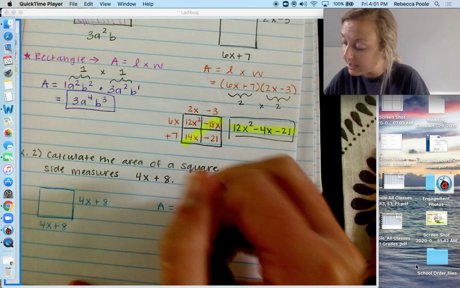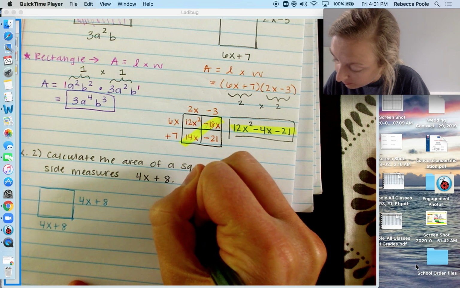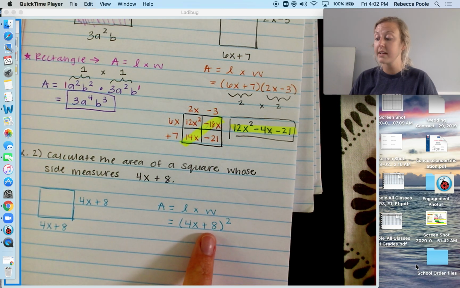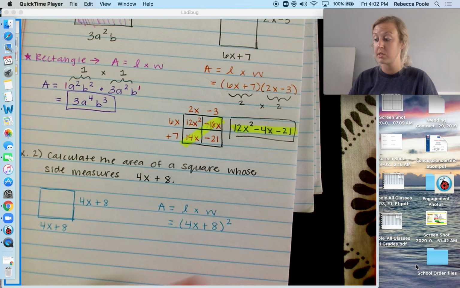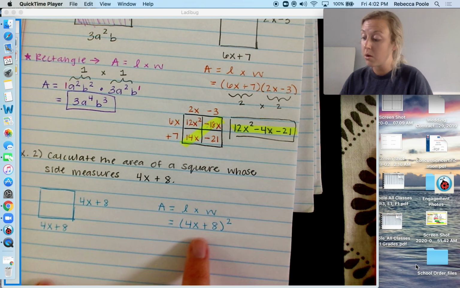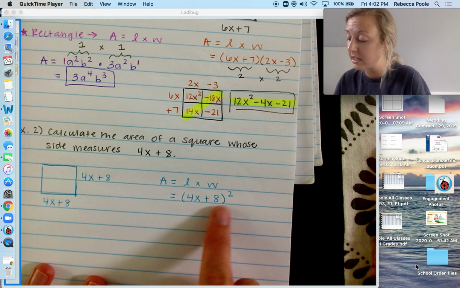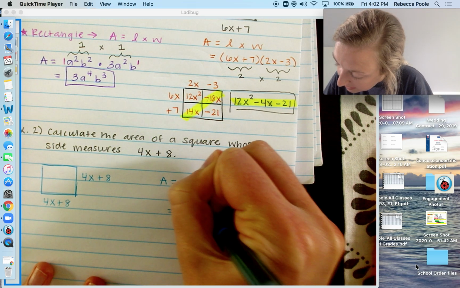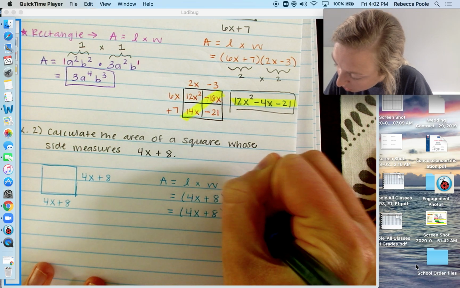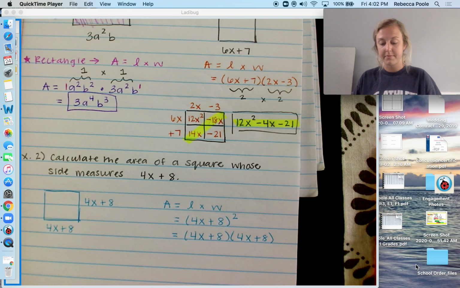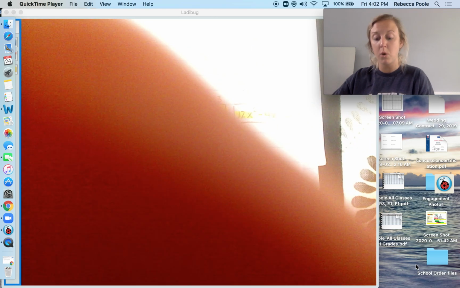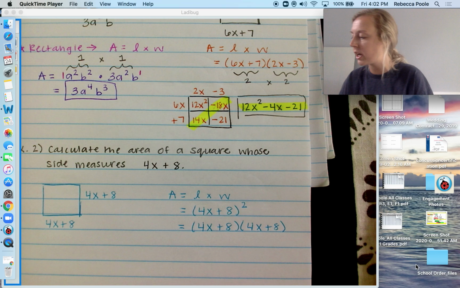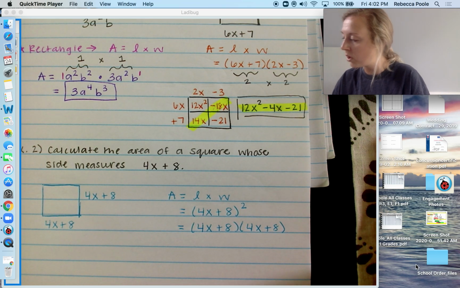So you could write this one, because we're doing 4x plus 8 2 times, right? So we know from yesterday that this 4x plus 8 squared equals 4x plus 8 times 4x plus 8, right? All right, and for this example, I am going to FOIL. I'm going to try to do it different ways for you guys. So let's go ahead and FOIL this one.